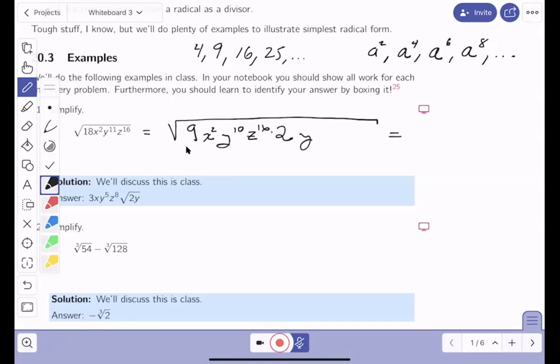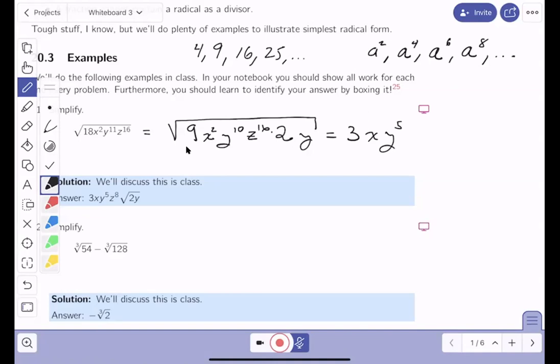Now, by the way, I realize my radical's way too big. I'm going to erase this business over here. I like to put a little hat on it, to make sure these guys don't get out. What's the square root of 9? Well, what times itself would give you 9 is 3. What times itself would give you x squared? x, because x times x is x squared. What times itself would give you y to the 10th? y to the 5th. Why is that? y to the 5th times y to the 5th is y to the 10th.